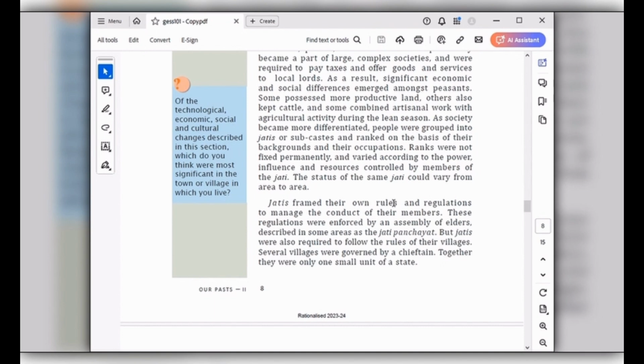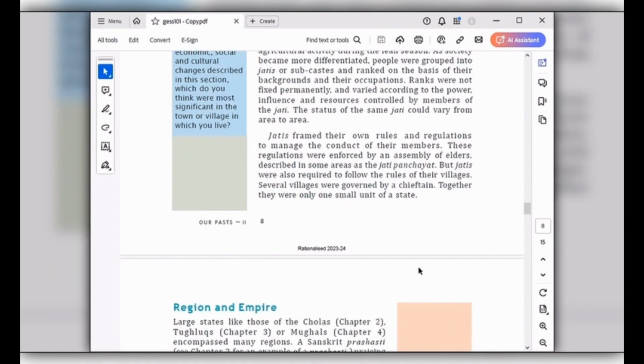Jatis framed their own rules and regulations to manage the conduct of their members. These regulations were enforced by an assembly of elders, described in some areas as the Jati Panchayat. Now, what is a Panchayat? Panchayat is a committee of 5 people, because Panch means 5. But Jatis were also required to follow the rules of their villages. Several villages were governed by a chieftain. Together, they were only one small unit of a state.